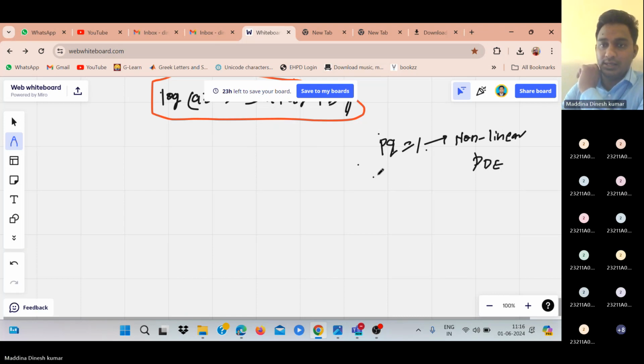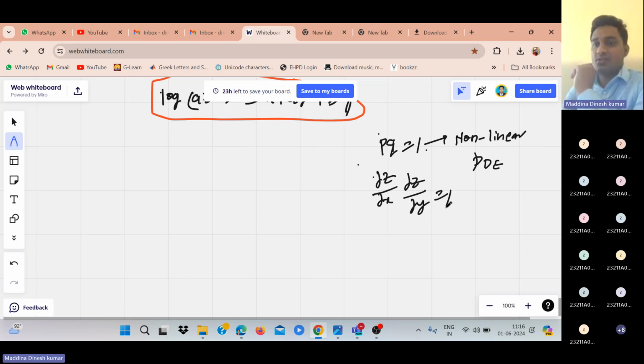P means dou z by dou x, and q means dou z by dou y. Here x and y are the independent variables. z is a dependent variable in terms of x and y. Here, if you see this, we consider this as one term. For this, in the product or as a coefficient, a dependent function is there. That means the z function is there. That's why it is non-linear.